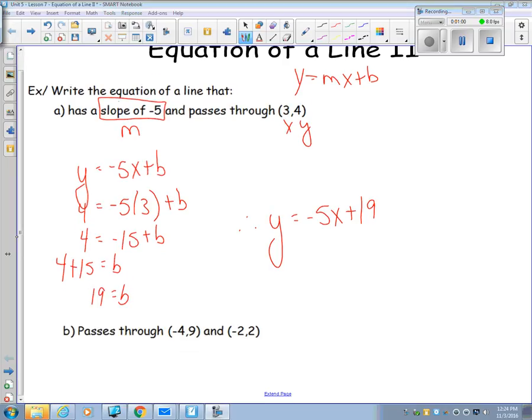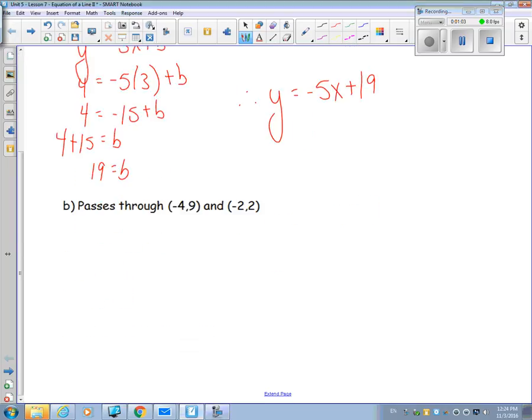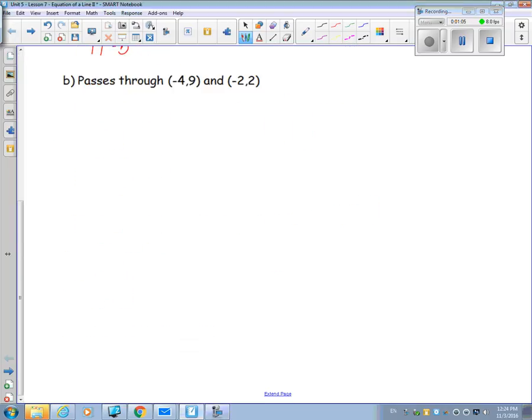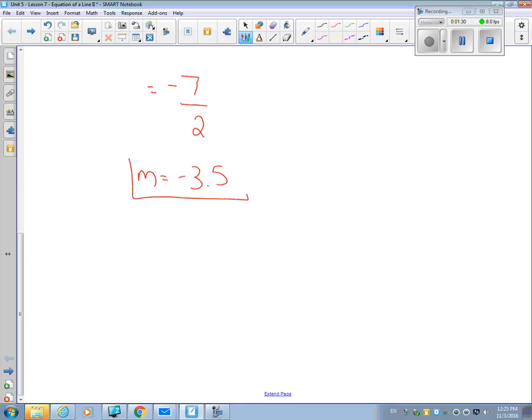If we try the second one, this time we're given 2 points. Well, if we know 2 points, we can always find our slope. Our slope is y2 minus y1, so 2 minus 9 over x2 minus, and be careful here, minus -4 x1. We end up with -7 over +2. And here, because we don't get a very nice number, we can divide this, make a decimal, nothing wrong with decimals. So -3.5, there's our slope.